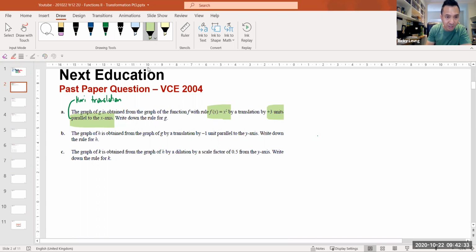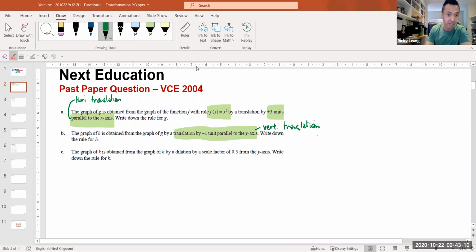Second one, graph H, translation, once again, -1 parallel to the y. So the y-axis is going up and down, and if I'm moving parallel to this, it's a vertical translation. So once again, let me put a little note to myself: vertical translation, up and down. And just to be clear, that one is basically a transformation on G.